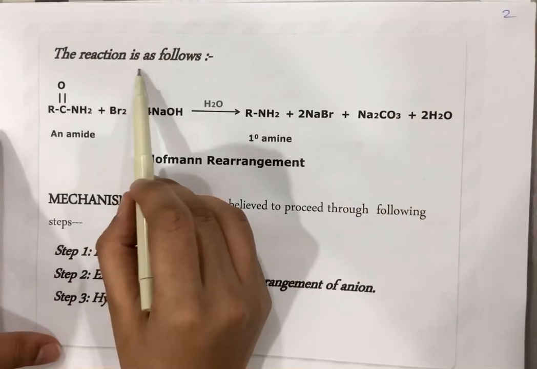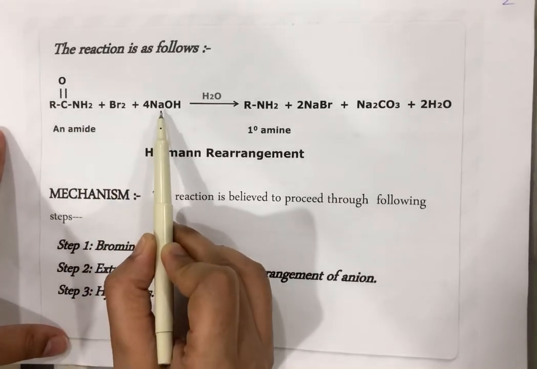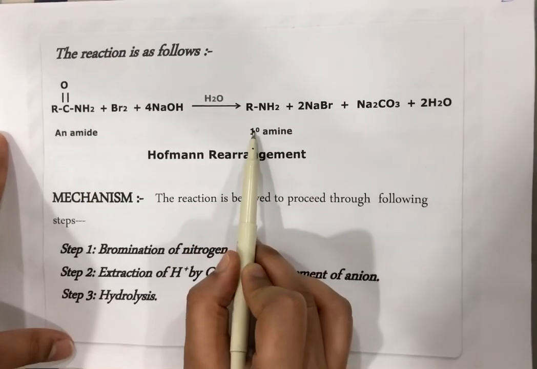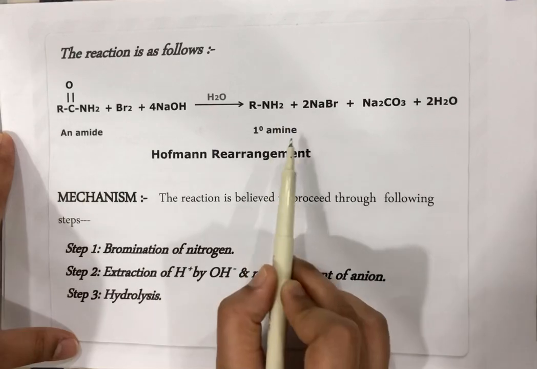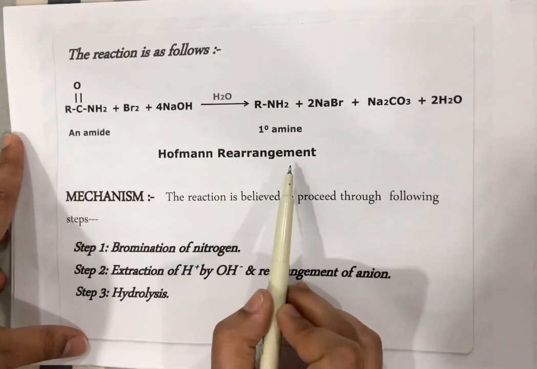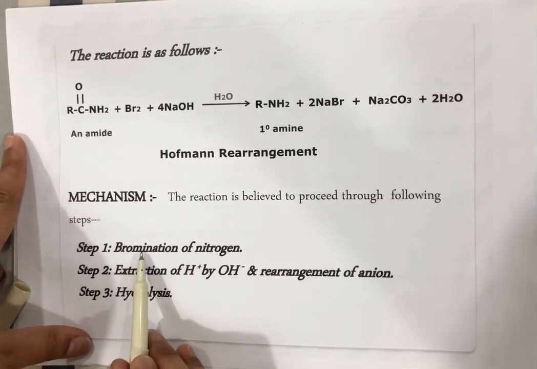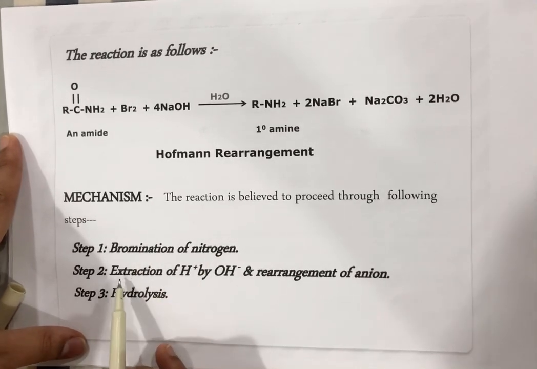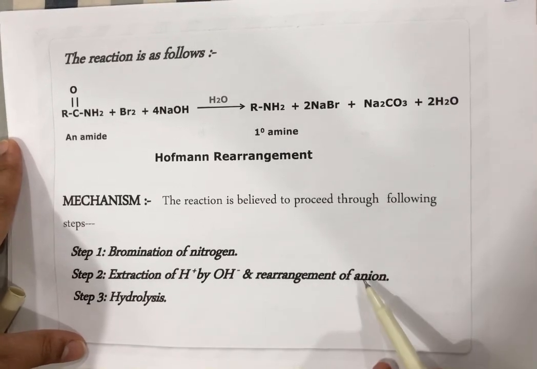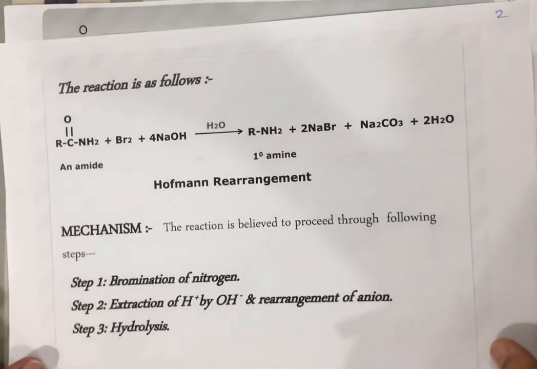The reaction is as follows. Amide in the presence of bromine water in alkali with water molecule converts into amine, meaning the amide converts into a primary amine. This rearrangement reaction is known as the Hofmann rearrangement reaction. The mechanism involves 3 steps. Step 1 is bromination of nitrogen. The second step is extraction of H plus ion by hydroxyl and rearrangement of the anion. And the third step is hydrolysis. We will see them one by one.